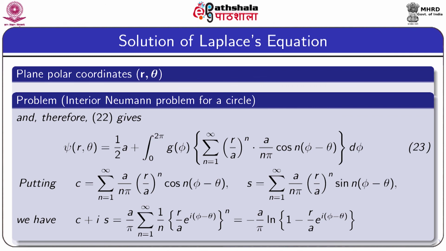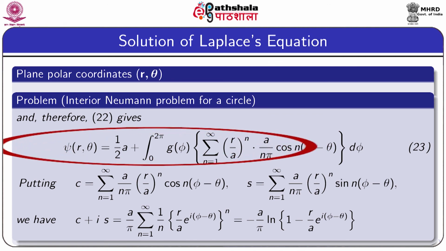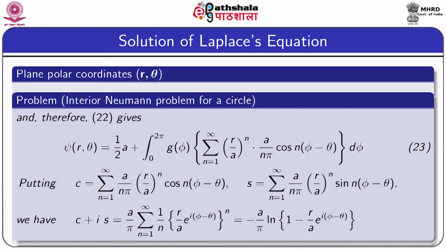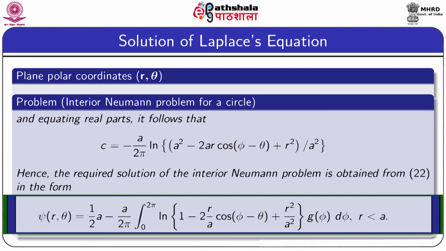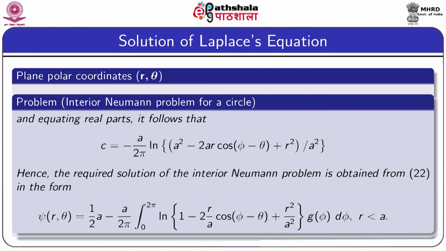Therefore, the solution becomes psi equals half a0 plus integration 0 to 2 pi g phi into the infinite sum of r by a to the power n, a by n pi, cos n phi minus theta d phi. Again we can find the value of this infinite sum using the procedure which we have done in the earlier cases, assuming C as this sum and S as this sum, and then computing C plus iS. Then equating the real part from both sides, we get the expression for C which is written here. Psi equals half a0 minus a by 2 pi integration 0 to 2 pi log of 1 minus 2 r by a cos phi minus theta plus r square minus a square g phi d phi, where r is less than a.